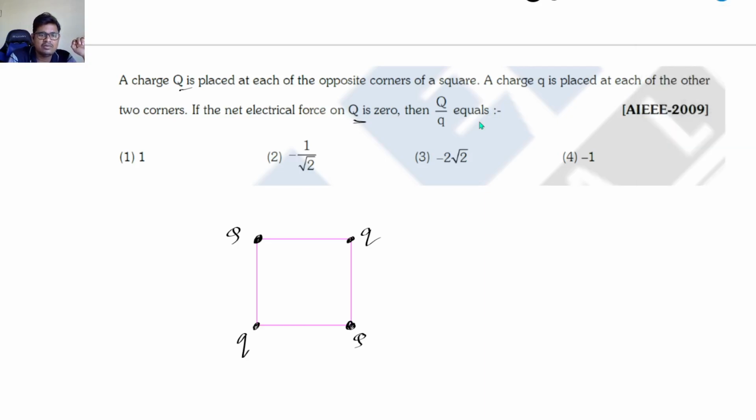Alright, so due to this one, I can say that the electric force on this will be repelling in this way. Due to this one also the electric force will be repelling, and due to this one also the electric field will be repelling like this. Now if I write the magnitude, let us take E as kq by r square. Let's say this length is a here.